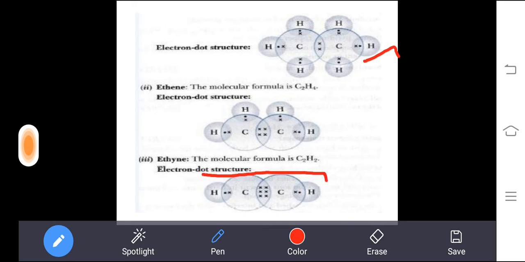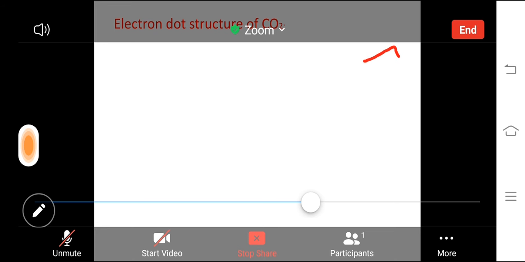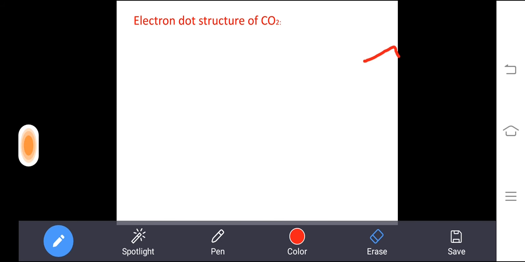So it looks like specs, an owl face, some shape it resembles. So that is the easiest way. If you know how to draw the structural formula, then the electron structure is very simple. That is the simplest trick to draw the electron structure, and you don't need to remember the formula.